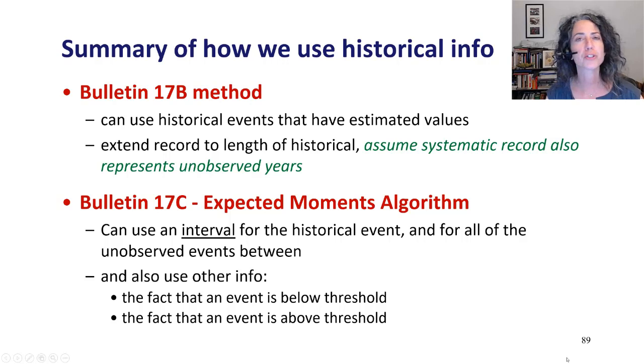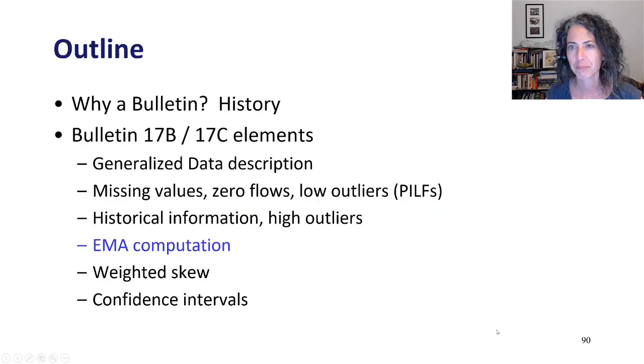It could use an interval for the historical event that might have quite a bit of uncertainty in its estimation, and can also use intervals for all of the unobserved years in between the historical events and the systematic record. And then the other type of information that the expected moments algorithm could use is the knowledge that flows in certain years were either above or below some threshold. Either we know an event occurred that exceeded some minimum level, or we know that for a certain period of time, no flows occurred that were above some threshold, and therefore flow must have been below.